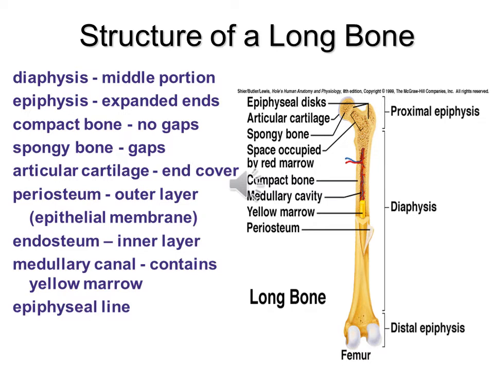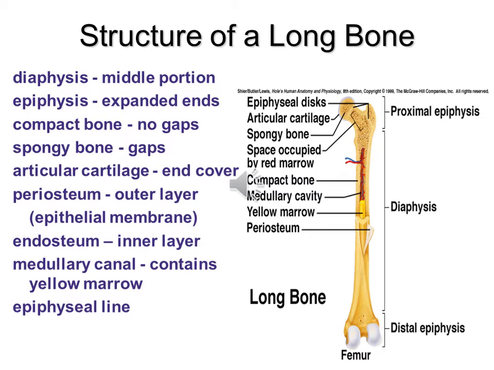You can find the periosteum, which is an outer layer. It's an epithelial membrane. The primary superficial portion of the bone is going to be compact, where you can see more of a space-like appearance, that's going to be your spongy bone. On the end, you're going to have articular cartilage. Those are your corresponding ends where it meets with other bones, the articulating points.